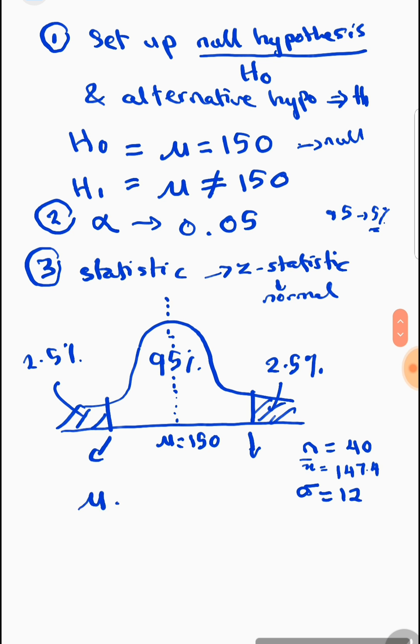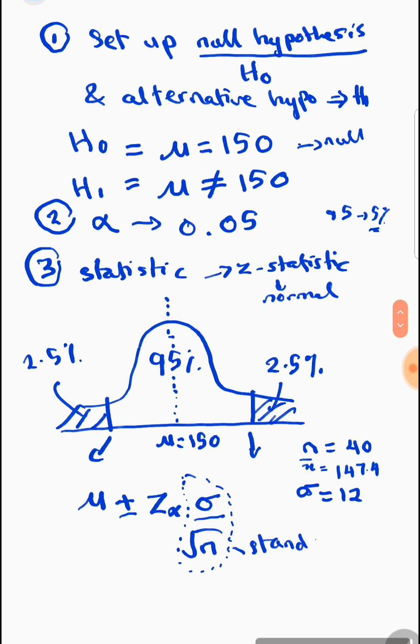Okay, and the formula to go by it is mu plus minus z of alpha, sigma over square root of n. All right, sometimes, just for you to know, they also call this the standard error.